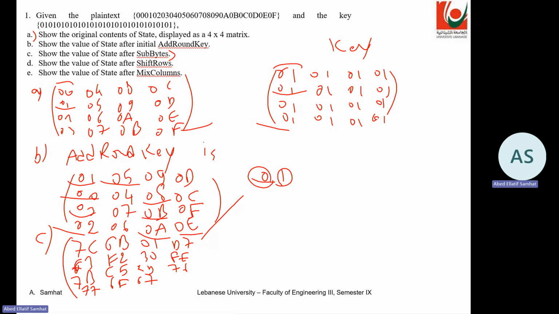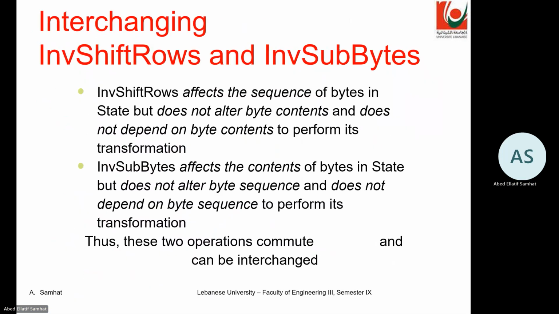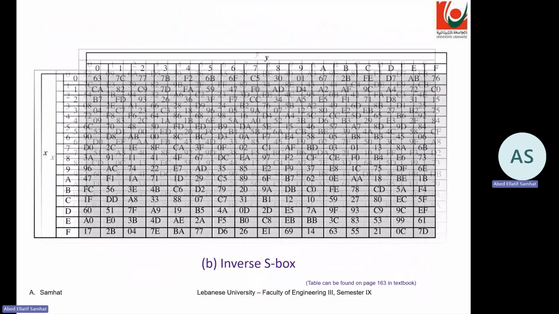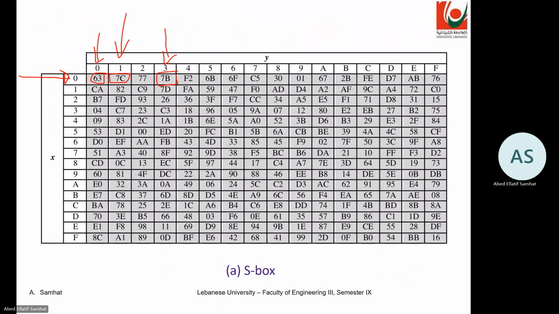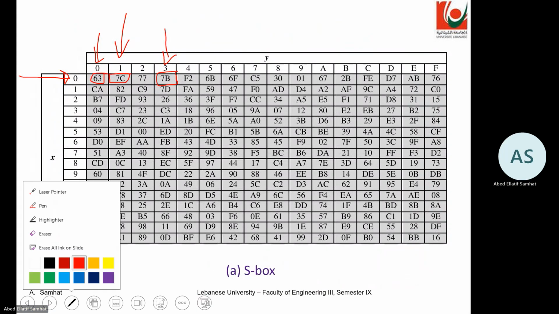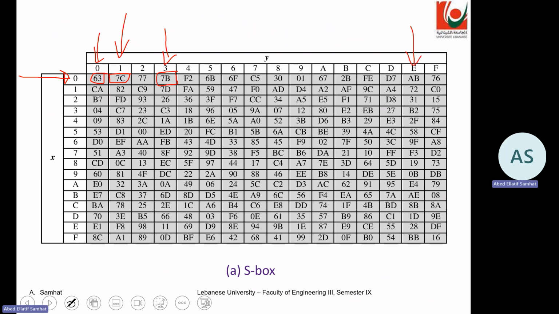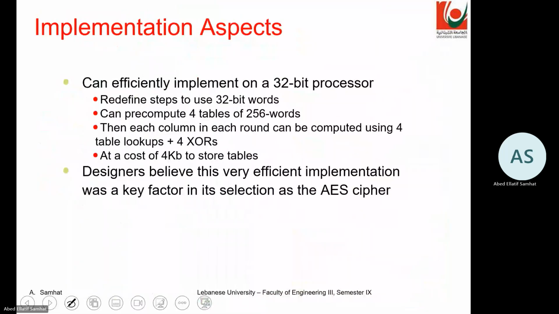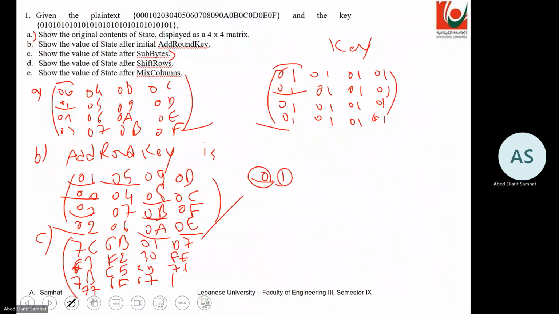So we have 0D, 0C, 0F, 0E. This one was the inverse, so this is the right one. For 0E, it will be AB.